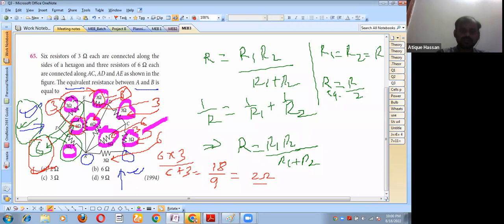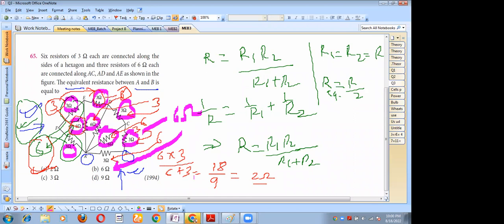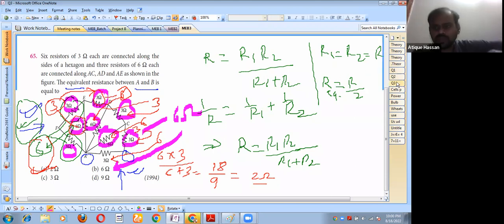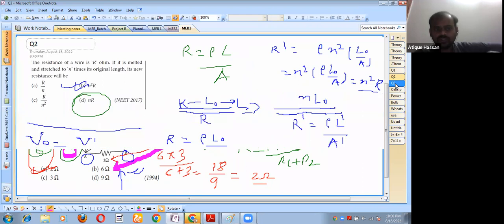So at last we got 6 ohm, and this 6 ohm was in parallel with 3. Understood? All of you? Yes. Okay, so this is how we should proceed for series and parallel combination of resistors, which is very important.